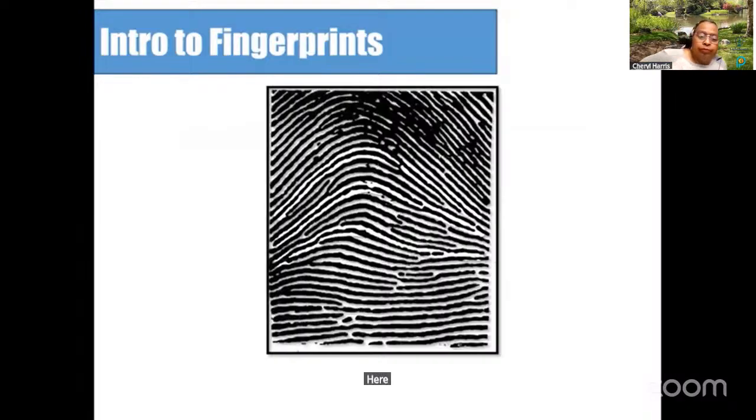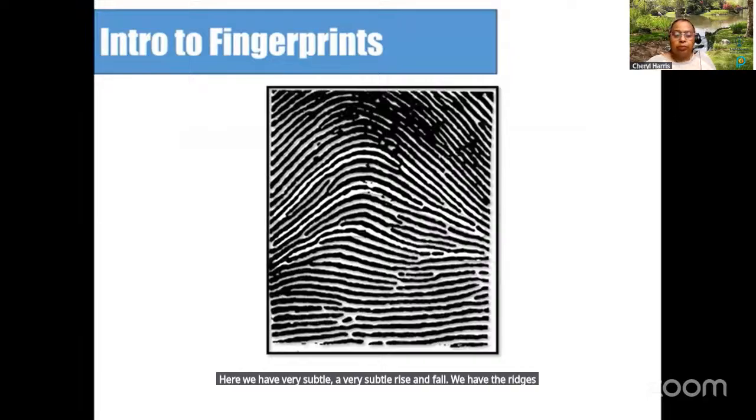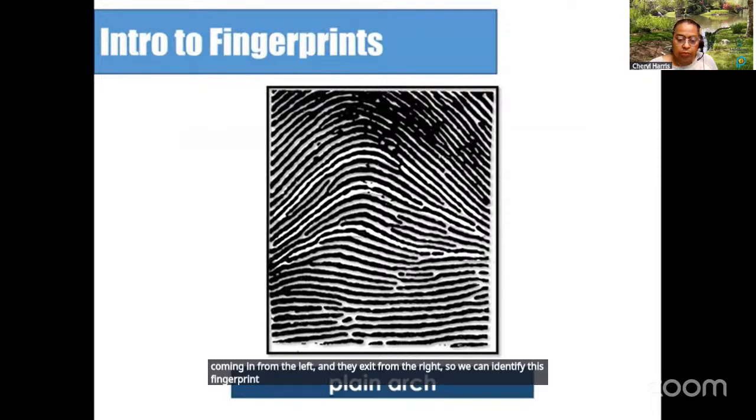Here we have a very subtle rise and fall. We have the ridges coming in from the left and they exit from the right. So we can identify this fingerprint as a plain arch.